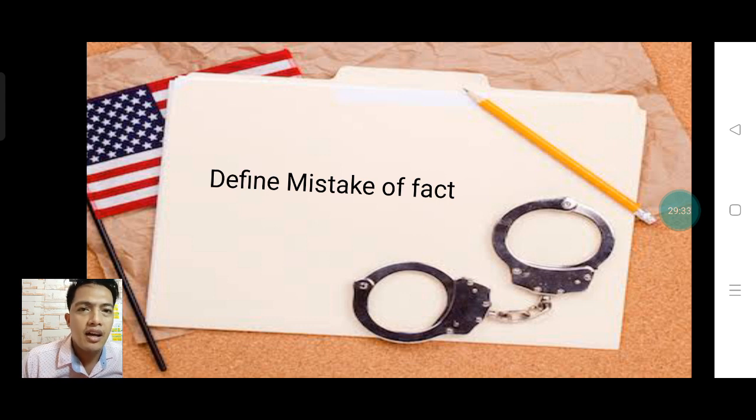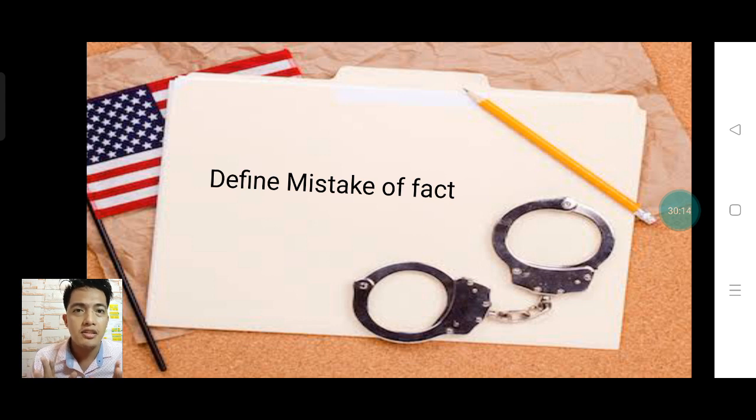Now, mistake of fact. When you talk of mistake of fact, your act is justifiable. Your act is valid and lawful, and not negligent. Therefore, you cannot be held liable. The discussion here on felonies concerns intentional and culpable felonies. In mistake of fact, your act is lawful, your intent is lawful, and there is no negligence, no fault in what you did. Therefore, you cannot be held liable for a mistake of fact.